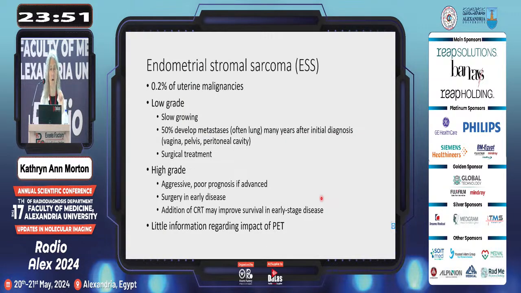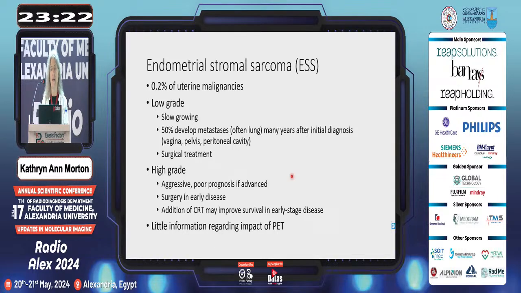Endometrial stromal sarcoma, low-grade lesions can be slow-growing. I have seen cases where metastatic disease developed 15 years after the initial diagnosis. It's often in the lungs at that point, and it tends to be low in metabolic activity. High-grade endometrial stromal sarcomas are aggressive, and the prognosis is poor if they're advanced.